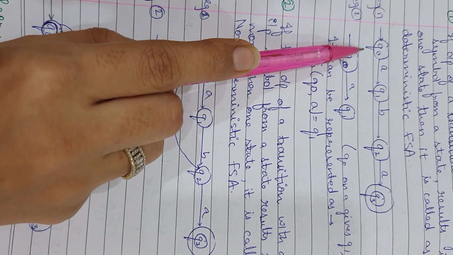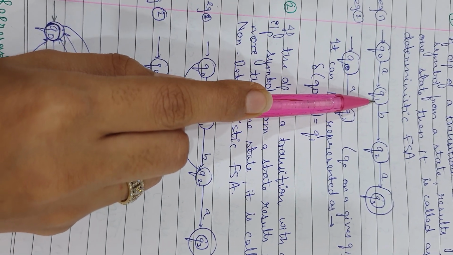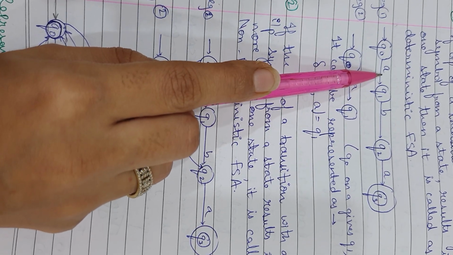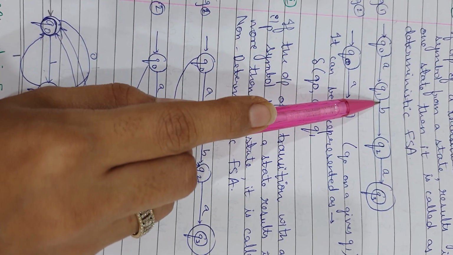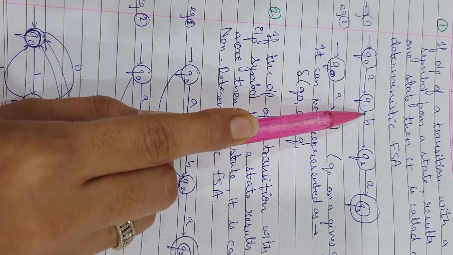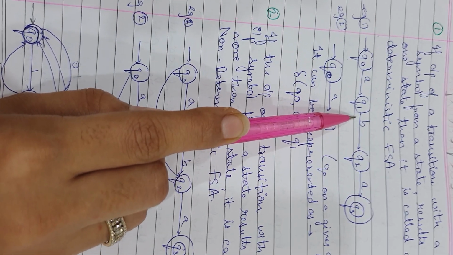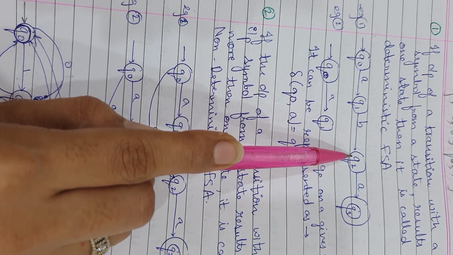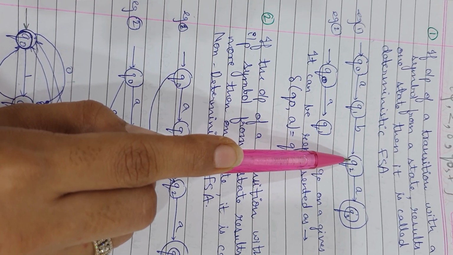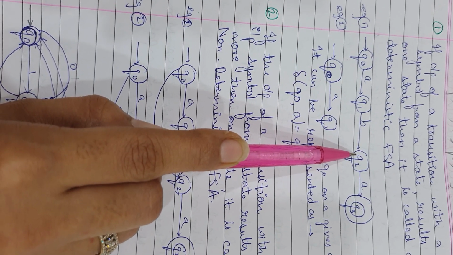So for here, Q0 transits to state Q1 when input A is received. Similarly, state Q1 transits to state Q2 on receiving input B. So there is a fixed transition, there is no decision that the machine needs to make.